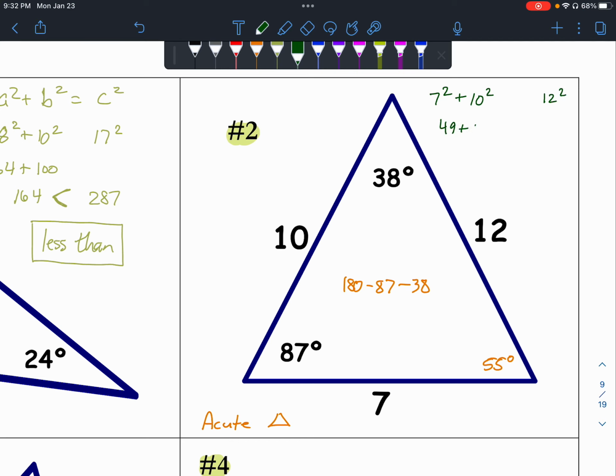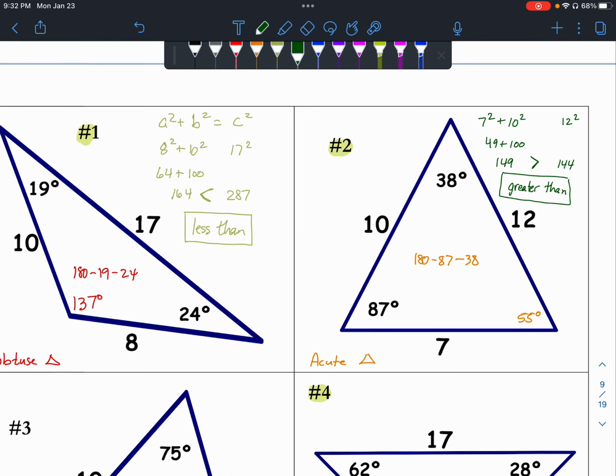49 plus 100, we should get 149 on that left side. And then 12 squared we know as 144. In this scenario, we notice that these values of a squared plus b squared seem to be greater than the c squared value that is isolated. And this trend will continue throughout.